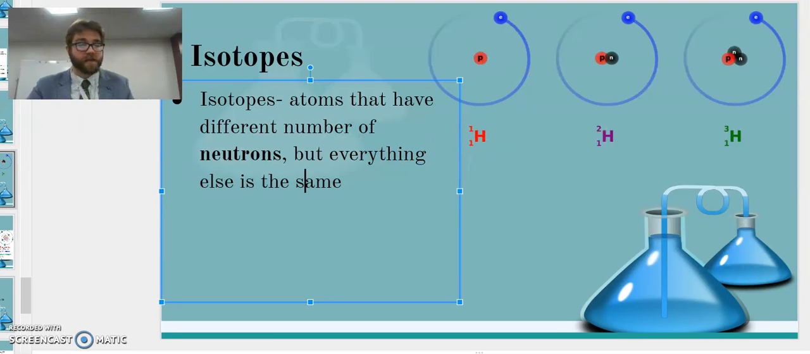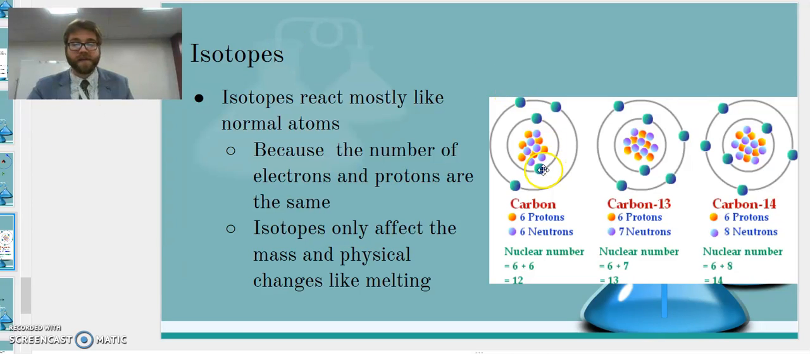And I got a couple of pictures to show you here. Here, this is normal carbon. Carbon normally has 6 protons and 6 neutrons. But if we add an extra neutron, it's an isotope. If we add an extra neutron again, it's still an isotope.